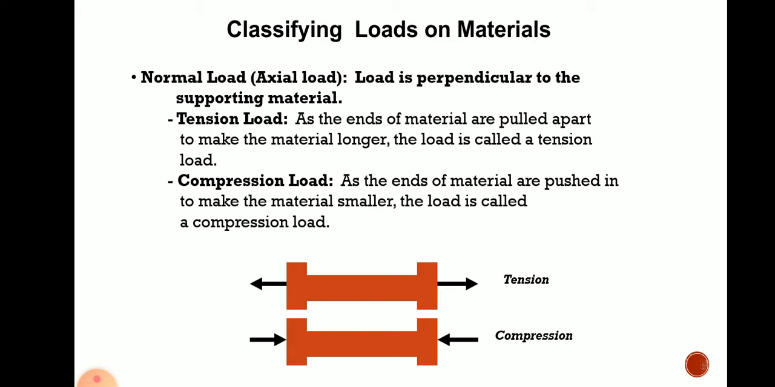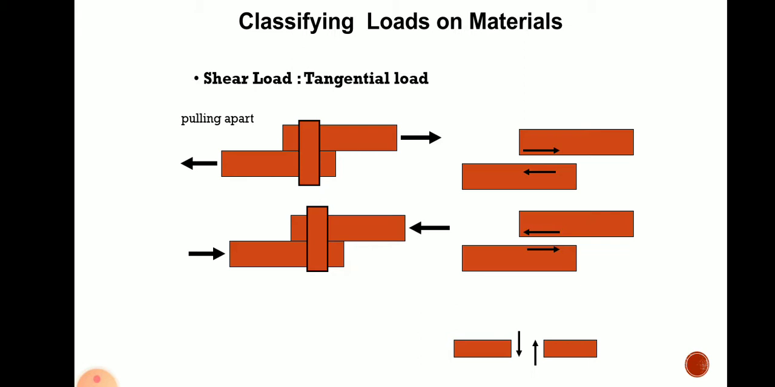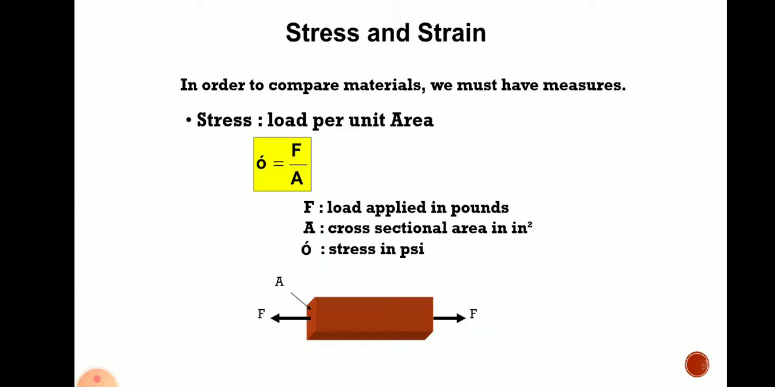Again, there will be a shear load. Shear load is nothing but a tangential load. We are applying the load in a tangential manner so that the component will fail in a shear manner. So that is also one kind of load. So tensile, compression and shear loads are there.